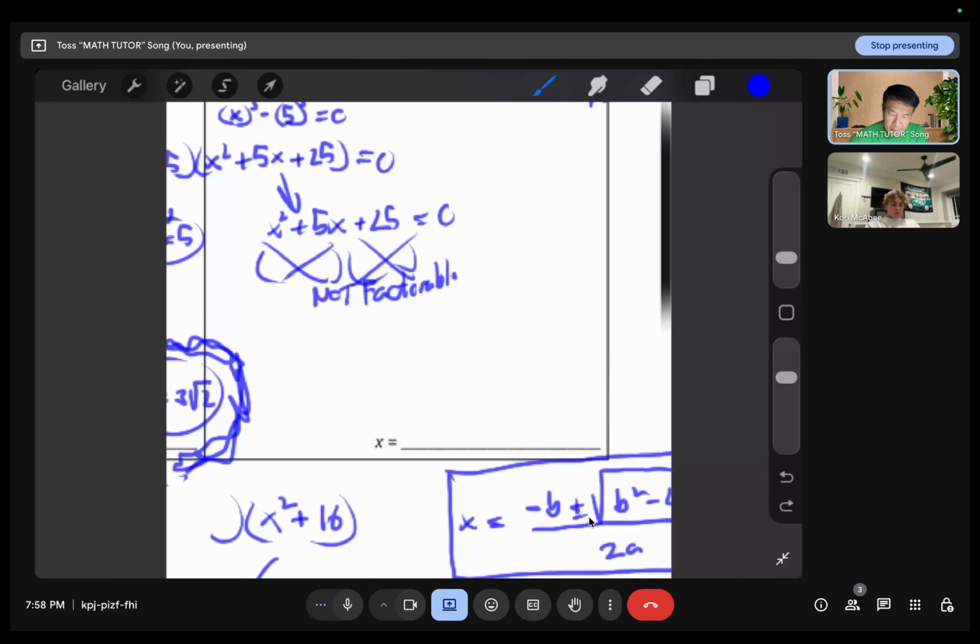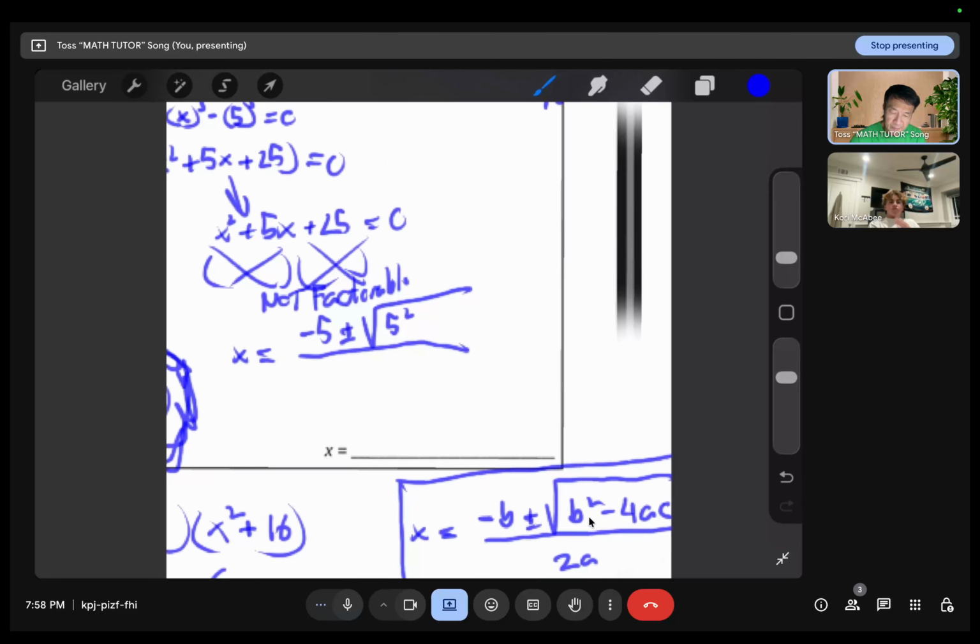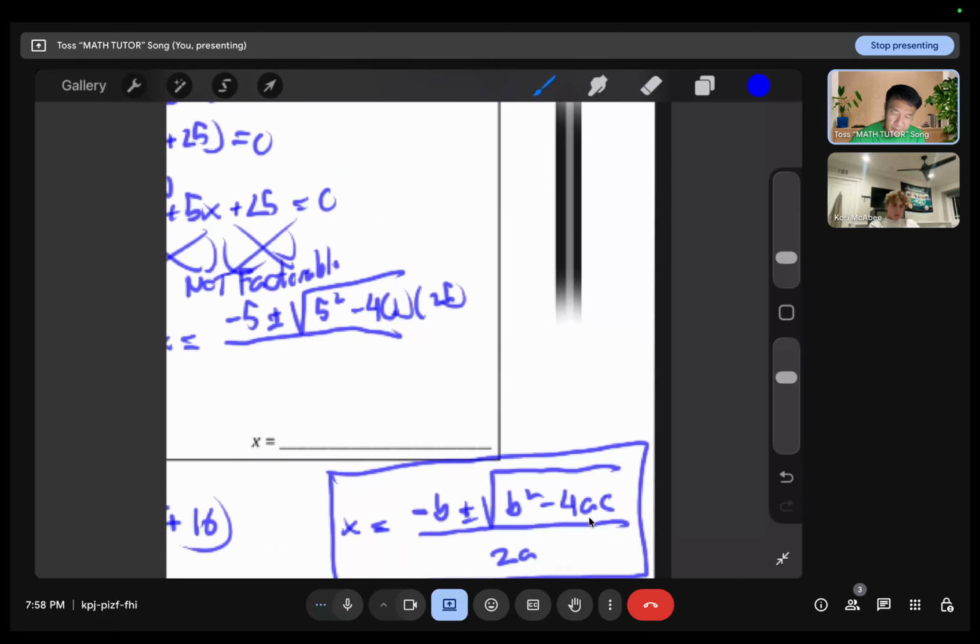So x, here we go, quadratic formula equals negative b, which is negative 5, plus or minus root of b squared, which is going to be 5. I'll write it before I simplify it. 5 squared minus 4 times a, which is 1. There's a 1 here, okay? You didn't see it. Times c, which is 25. Here it is.